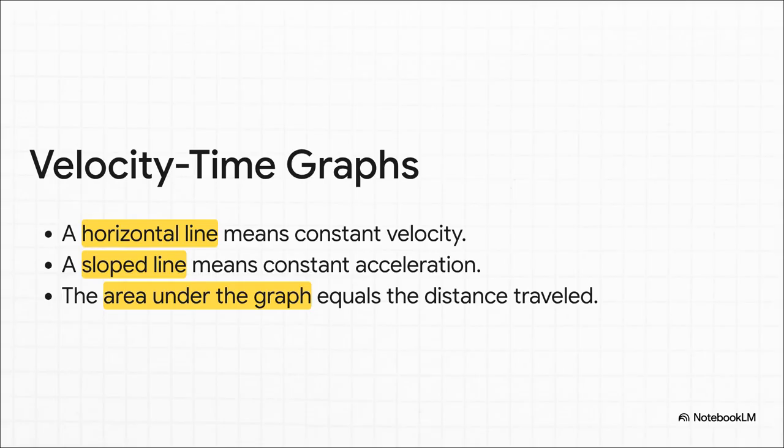Now what about velocity time graphs? Here, a flat horizontal line means your velocity is constant. A straight sloped line means your acceleration is constant. But here's the really cool part. The area under that line actually tells you the total distance the object traveled. It's like a secret hidden in plain sight.